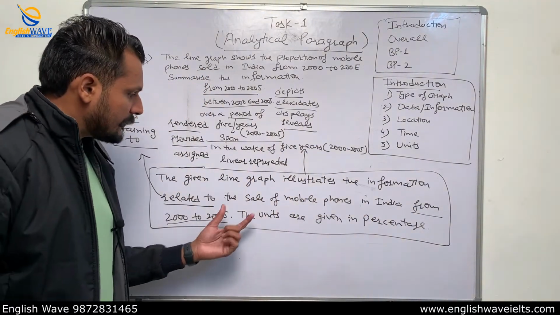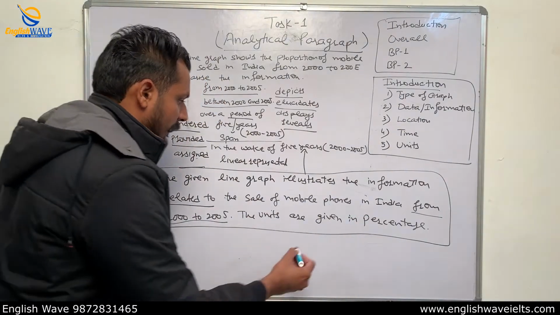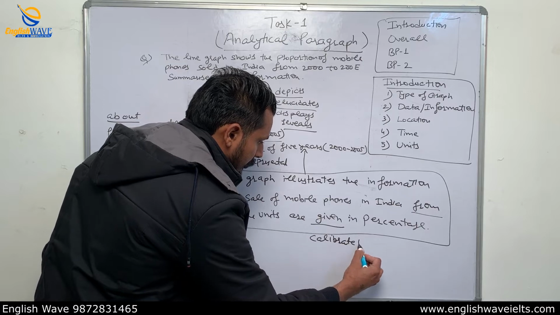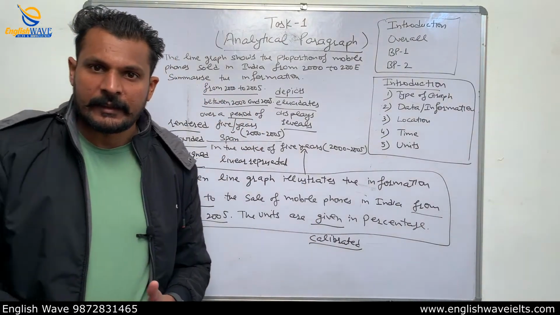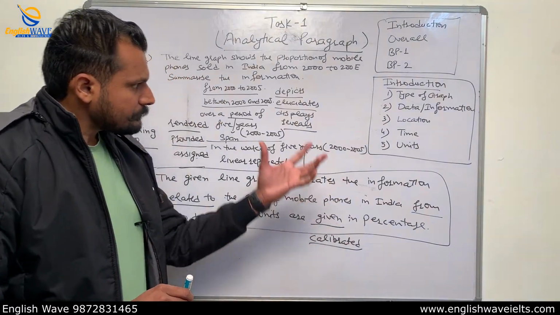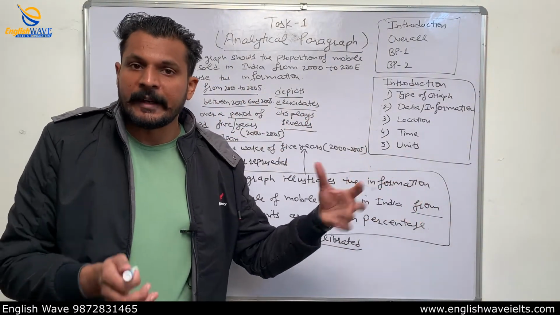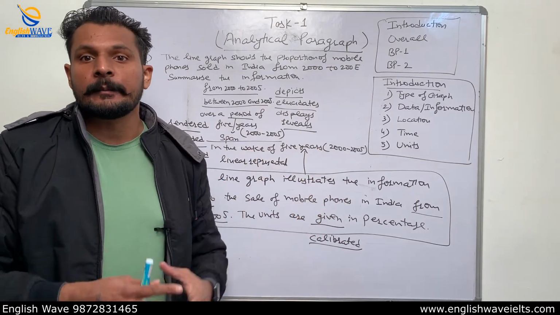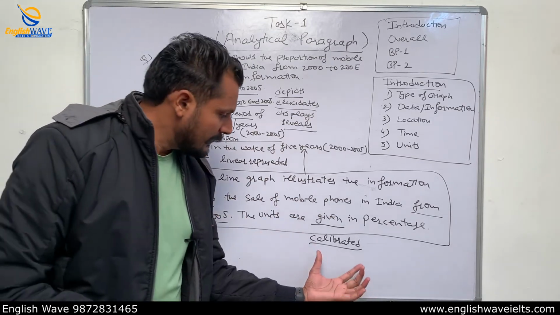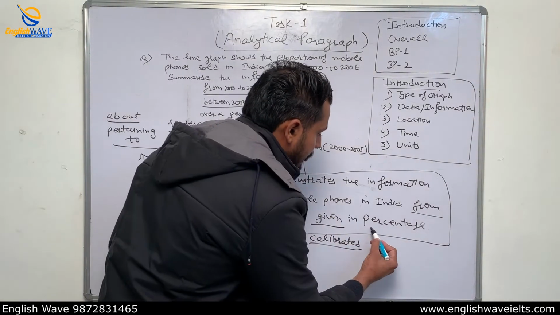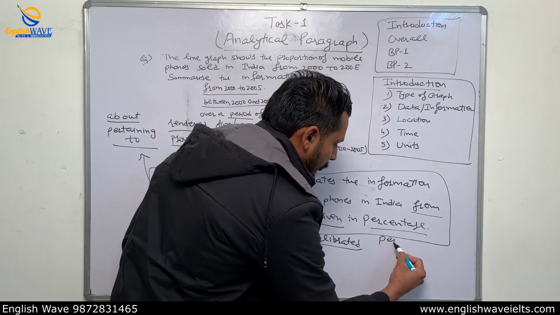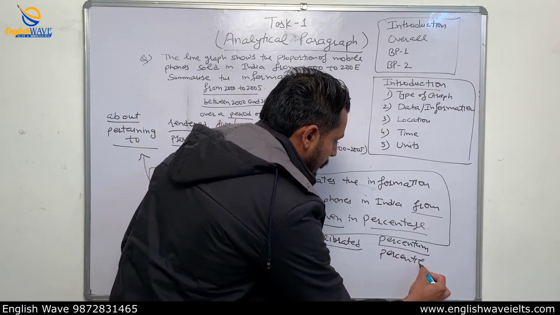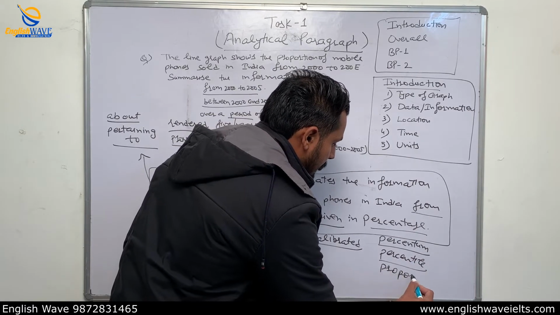Units. The units are given in percentage instead of a given word. One word can be used, that is calibrate. Please mind your spellings while writing the words, because spellings and grammatical structures, these are the two things which will be assessed on a priority basis while checking. So calibrate. Then percentage. Instead of percentage, a lot of words are there: percentum, percentile, proportion.